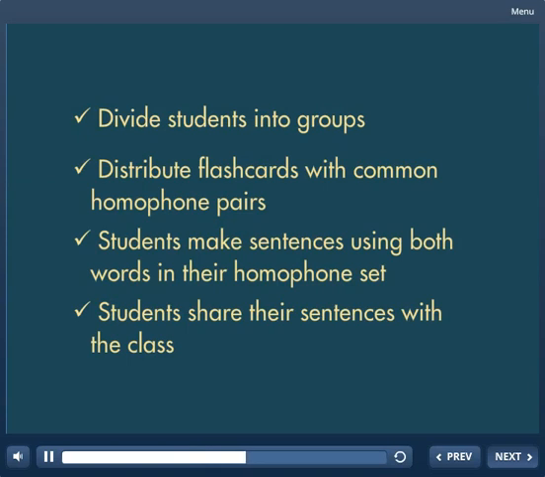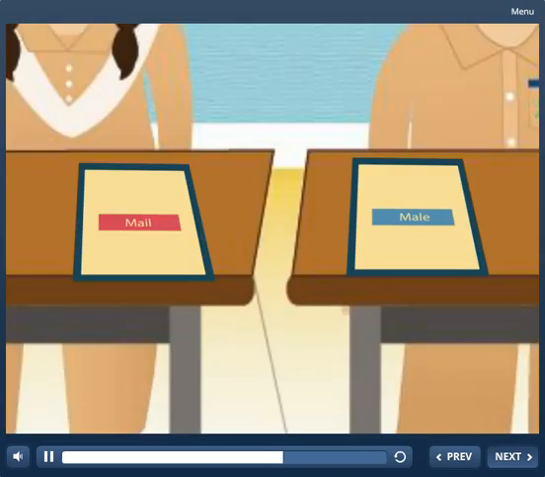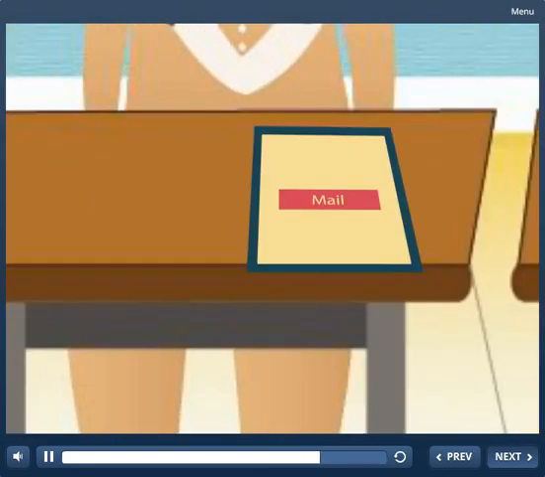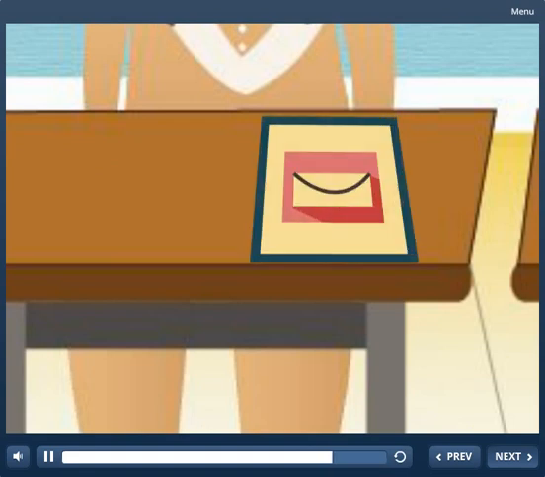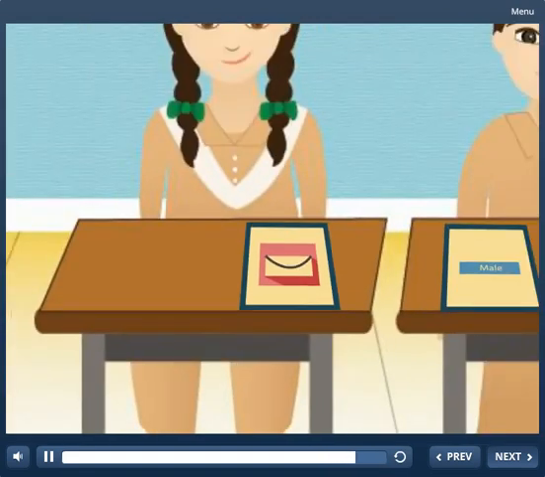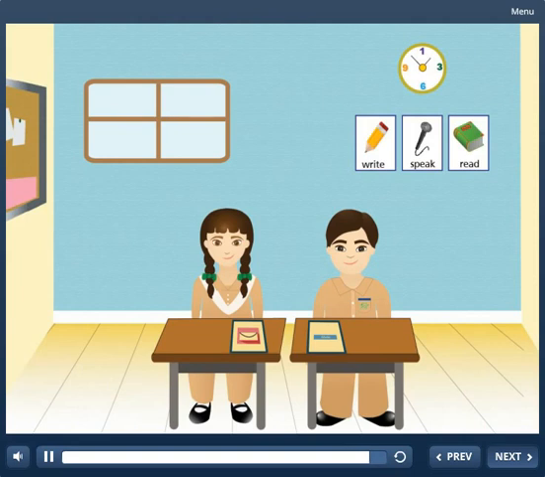Near the end of the lesson, ask them to share their sentences with the whole class. Children, here is your homophone set. Male and mail. What is this one? Turn the flashcard around. Oh yes, we send mail from the post office. Let's write a sentence using both of these words.